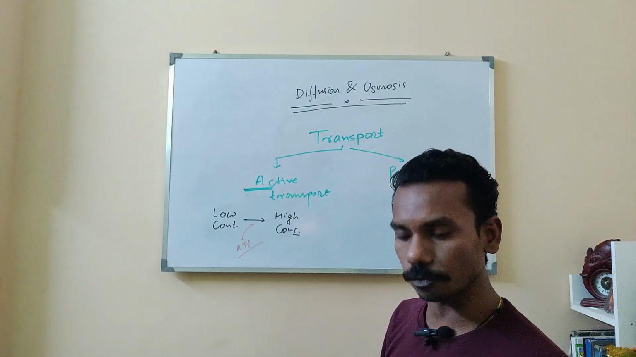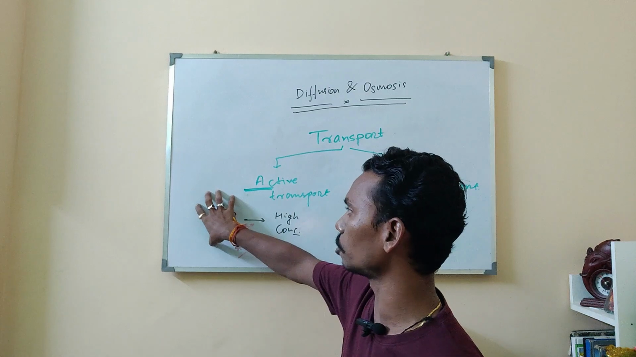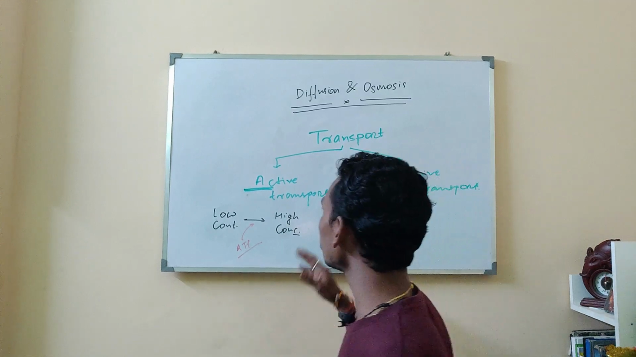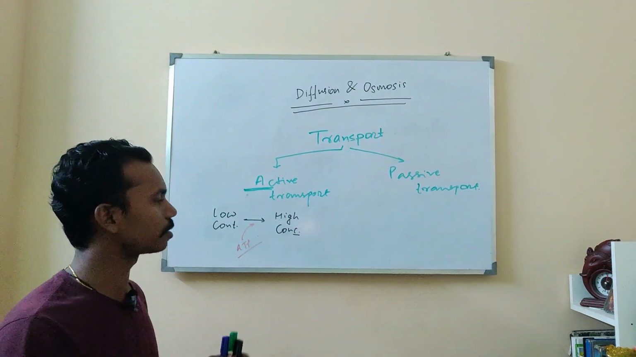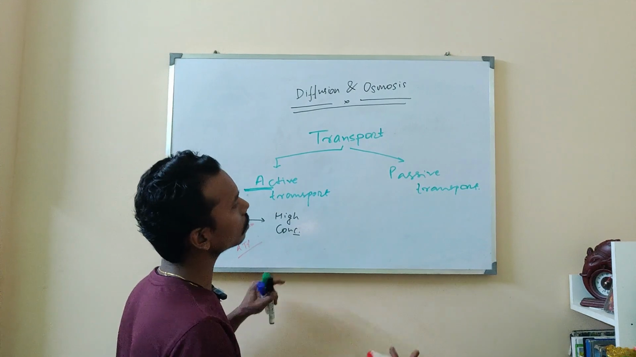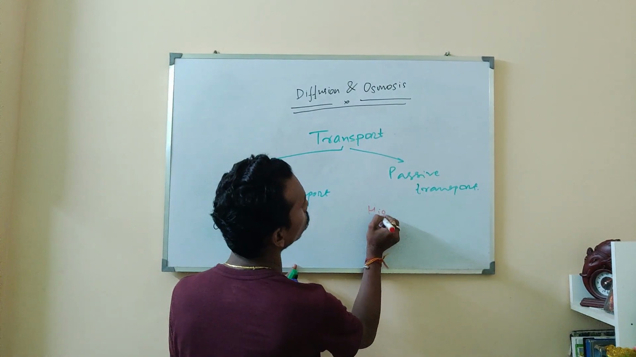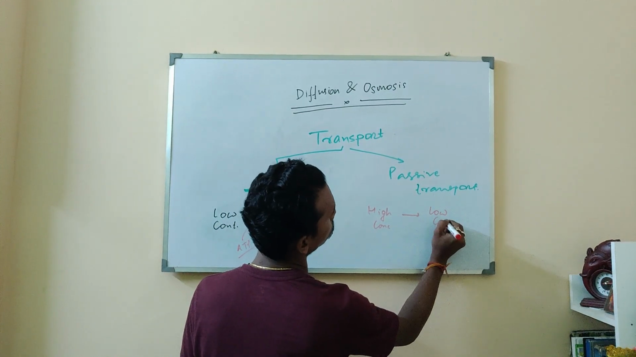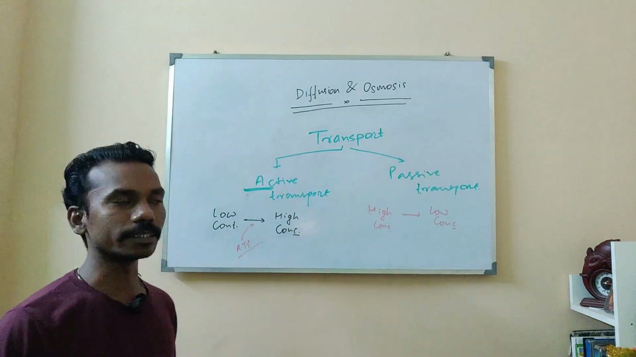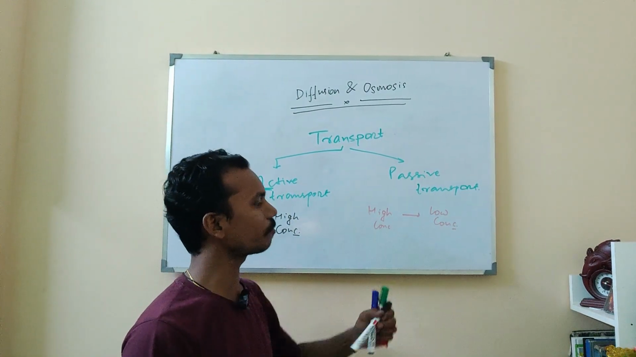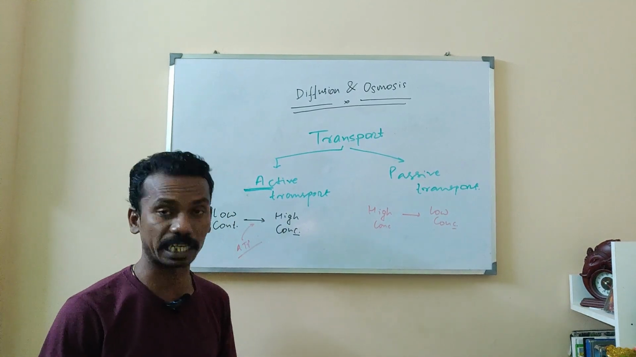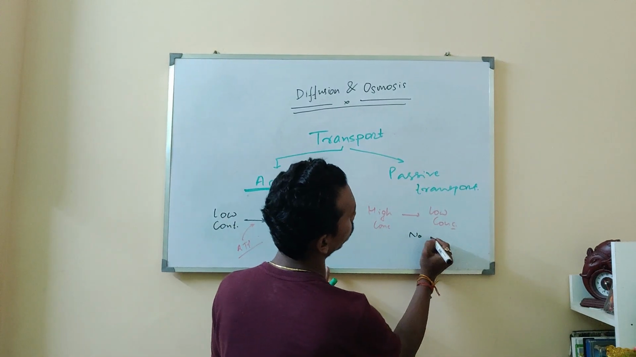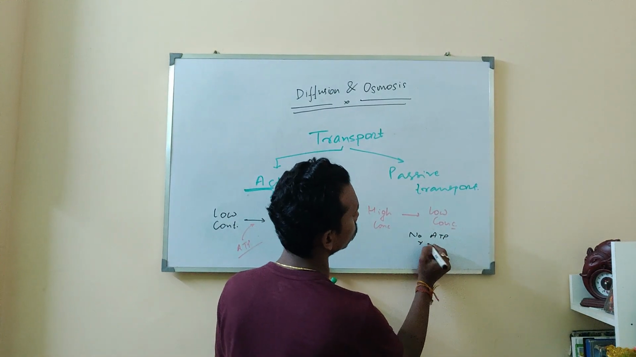So when ATP is required to transport something from low concentration region to high concentration region, this can be called as active transport. And in case of passive transport, just opposite things are going to happen. That is, the substances are going to move from high concentration region to a low concentration region. Basically, this is a passive transport, and this kind of transport does not involve any kind of expenditure of ATP or energy. So, no ATP required in this case.